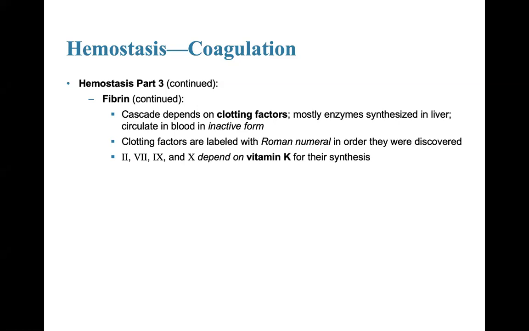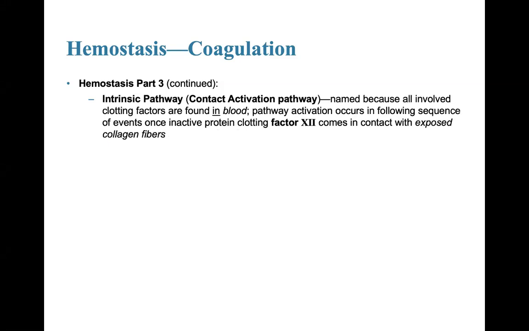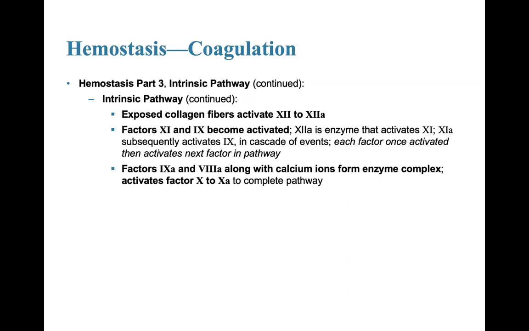Clotting factors are labeled with Roman numerals in the order in which they were discovered. So you'll see these Roman numerals, and also several of these, 2, 7, 9, and 10, depend on vitamin K for their synthesis. Now, the two activation pathways, you have the intrinsic pathway. This is named because all involved clotting factors are found in the blood. Pathway activation occurs in the following sequence of events once inactive clotting factor 12 comes in contact with the exposed collagen fibers.